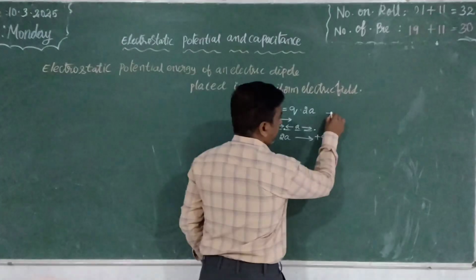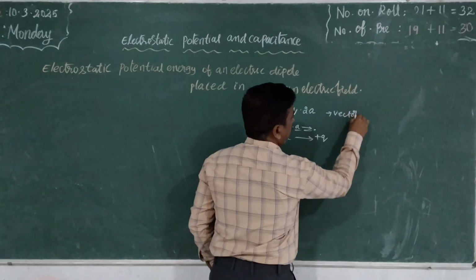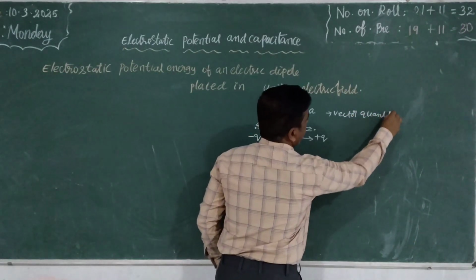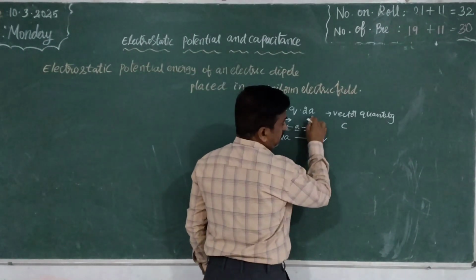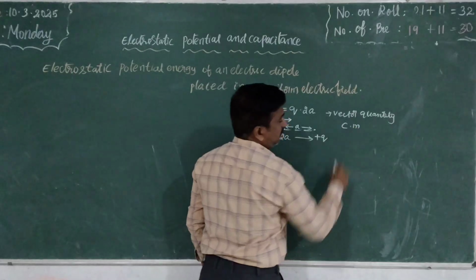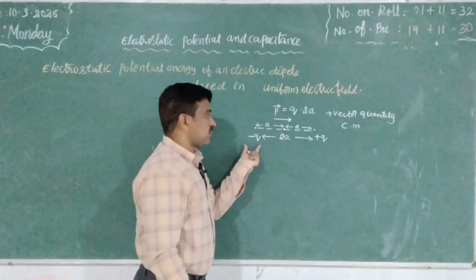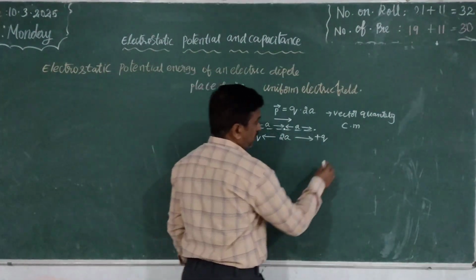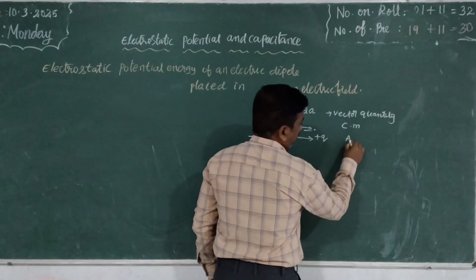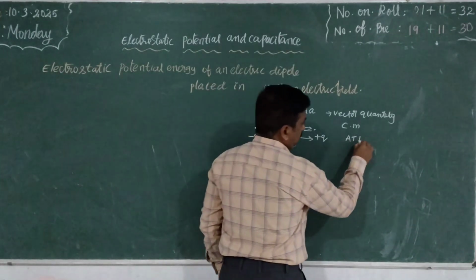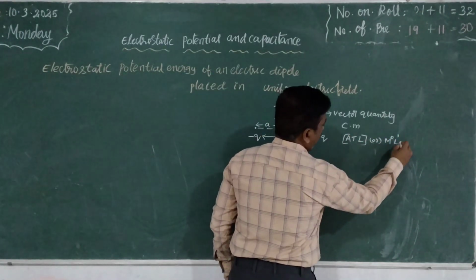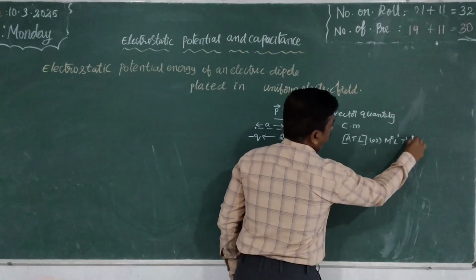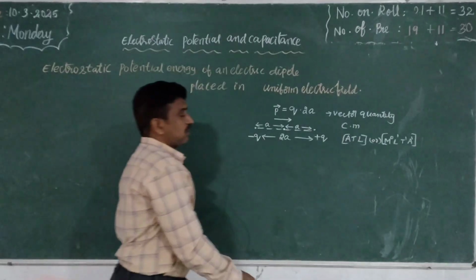It is a vector quantity. Its unit is, see here, charge is coulomb and length is meter. Coulomb meter is the unit of electric dipole moment. What is the direction? Minus q to plus q. Its dimensional formula: charge is ampere into time, and length is meter. So we can write M power 0, L power 1, T power 1, A power 1. It is the dimensional formula of electric dipole moment.